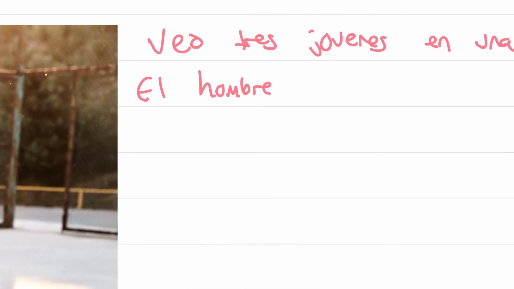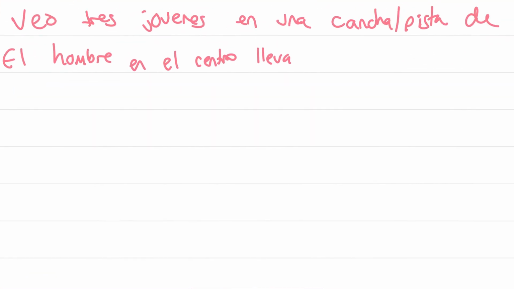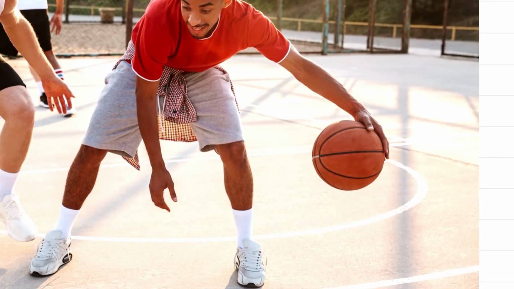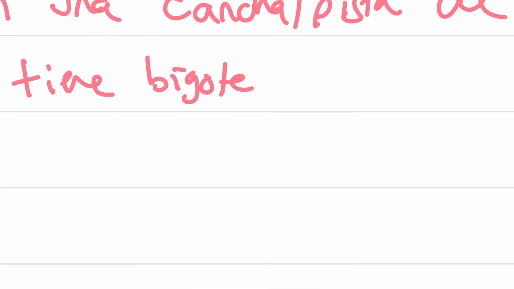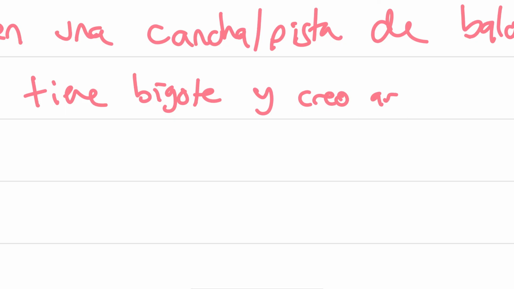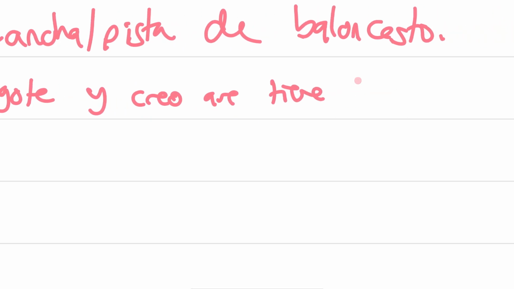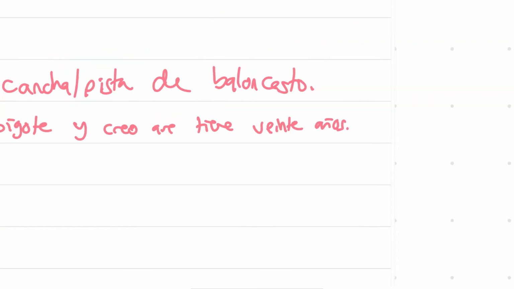Let's describe the man in the middle, sorry. I could say el hombre, and you could say en el centro, in the center, el hombre en el centro, lleva, does he have glasses? I was going to say lleva gafas, no. I could say lleva, or I could say tiene, has a mustache. Tiene, and bigote is the word for mustache, I think. Tiene bigote, y creo que tiene maybe 20 años. I think that he's 20 years old. Creo que tiene 20 años. When you say it in the exam, obviously you can write 20 here, but you're making sure you're saying 20 in Spanish, the Spanish number 20.